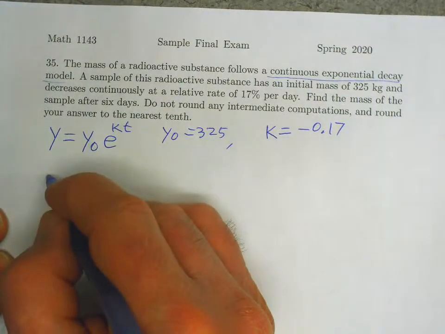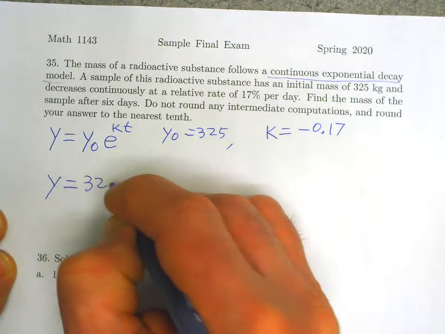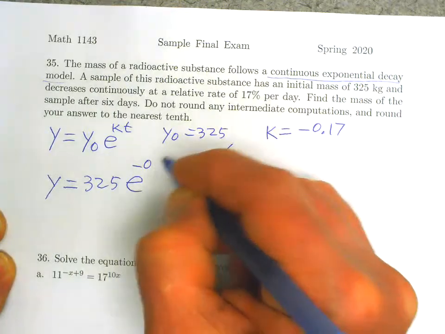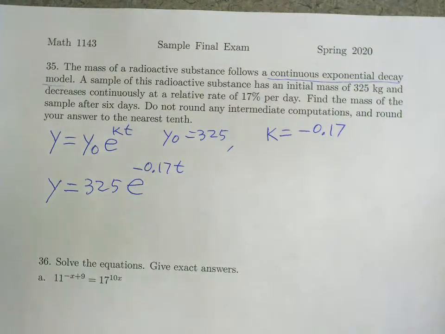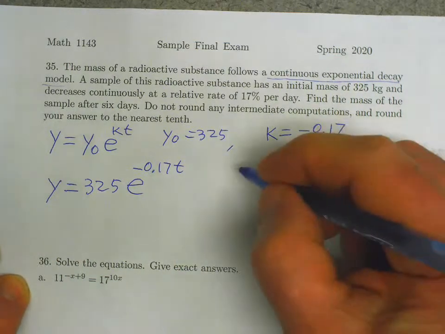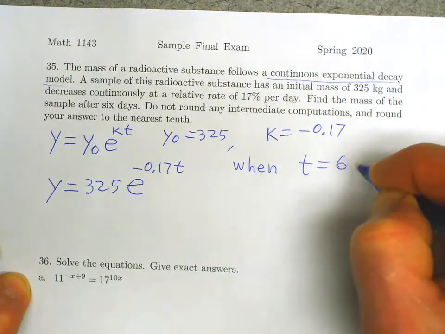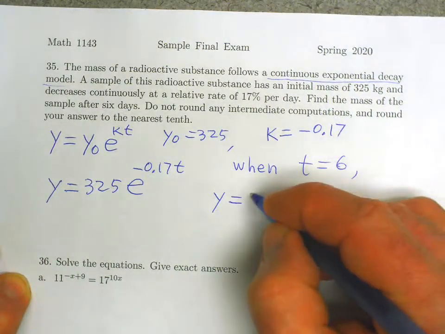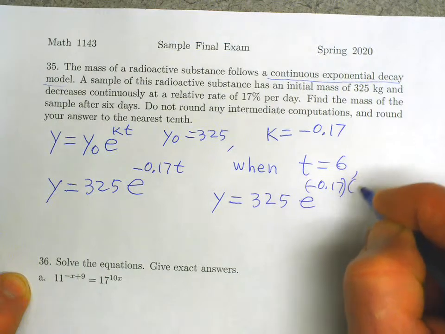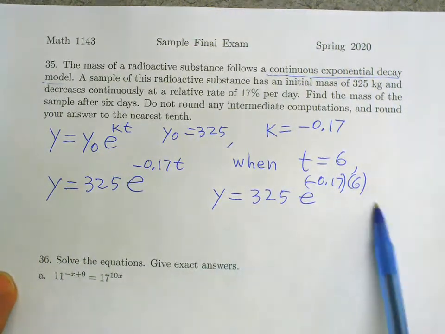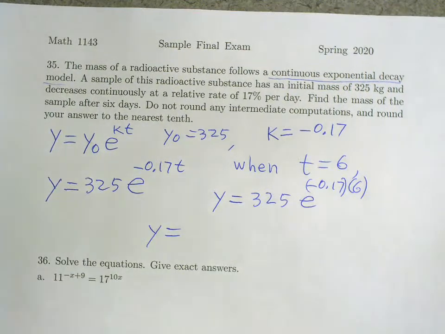Okay, so we can write the function y equals 325 times e to the negative 0.17 t, where t is measured in days. And so we want to find what the quantity is when t is 6. So when t is 6 days, the quantity y is 325 times e to the negative 0.17 times 6. Then you can key this into your calculator. So I'll dust off my calculator, and then we'll round it to the nearest tenth. So that's 1 decimal place.